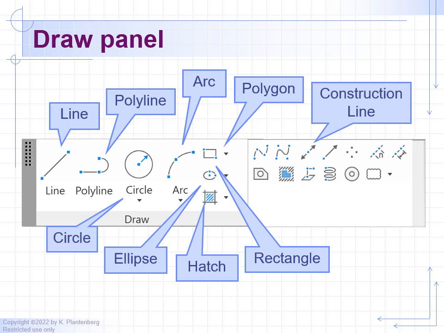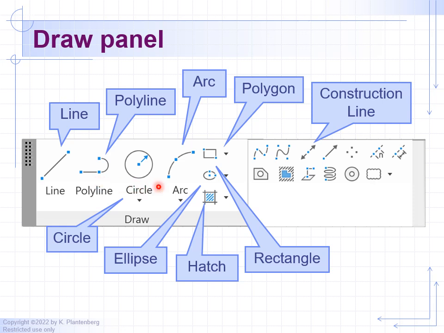Now let's get into the actual drawing commands. These are all in the draw panel, right? That's in your home ribbon. Right? And if you take a look, your draw panel is going to have the following commands. We're going to have line, right? That's just when you want just a straight line. Polyline. Polyline is just a series of lines that are connected together. They can be lines, they can be arcs. So we use the polyline command to create some more complex shapes.